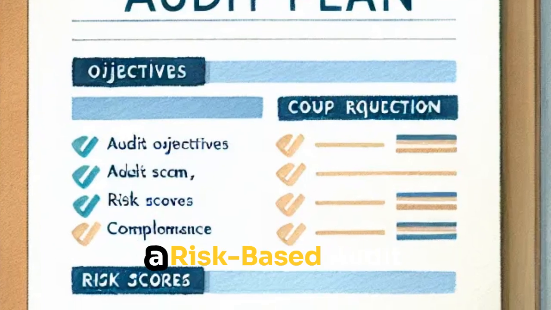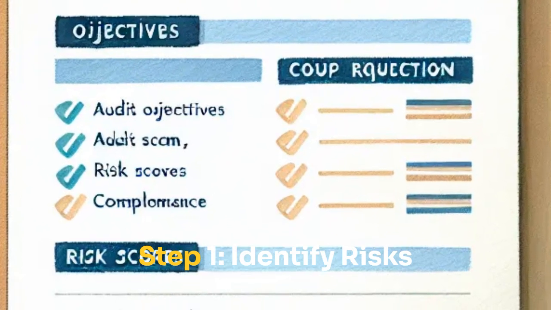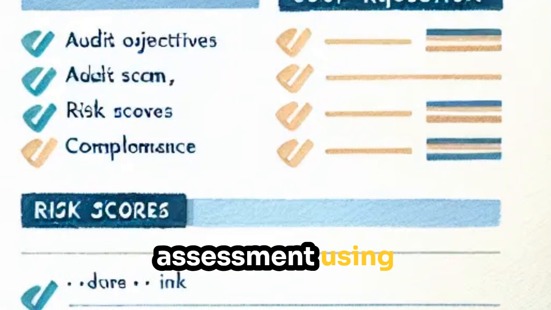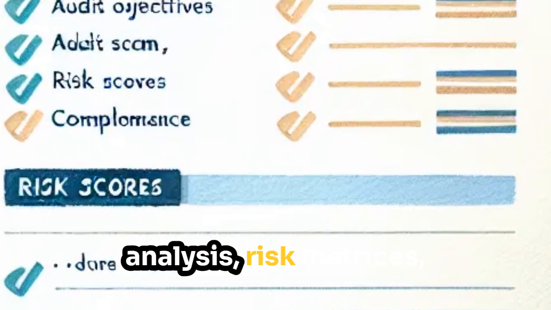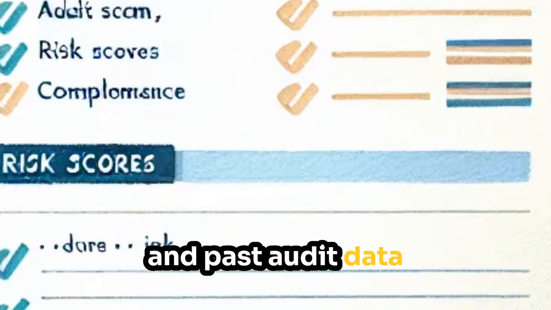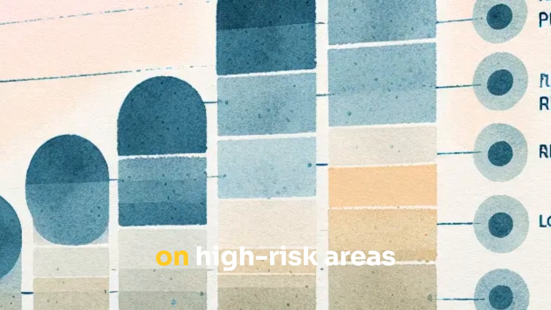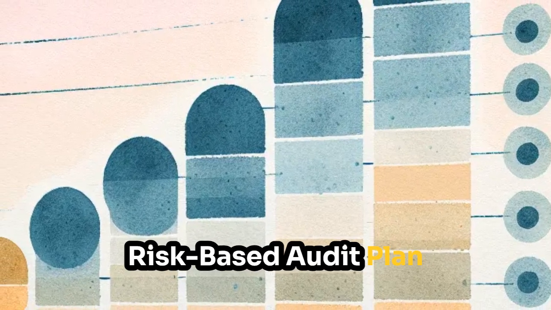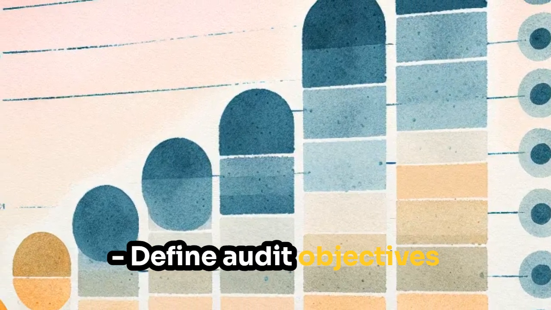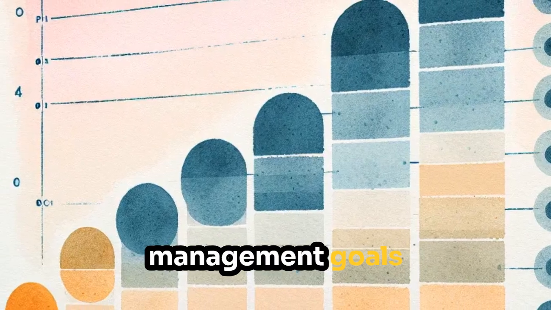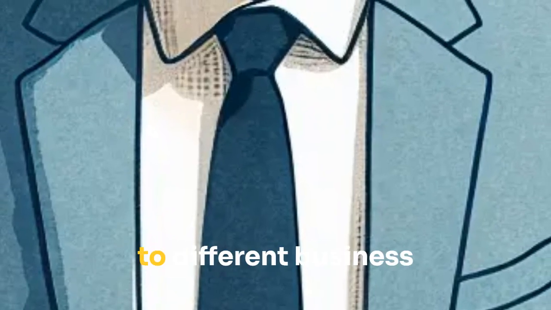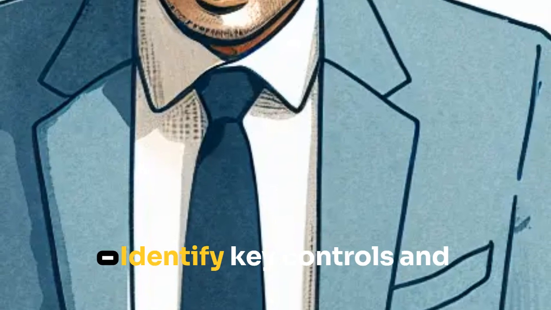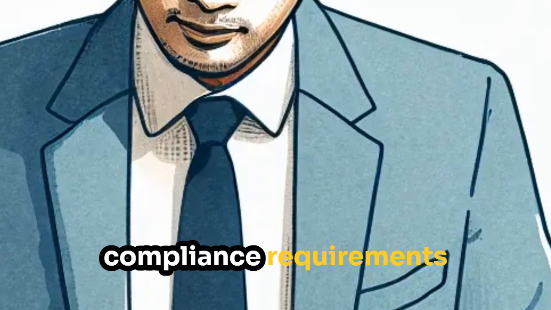3. Steps to conduct a risk-based audit. Step 1. Identify risks and define scope. Conduct a risk assessment using tools like SWOT analysis, risk matrices, and past audit data. Determine the audit scope based on high-risk areas. Step 2. Develop a risk-based audit plan. Define audit objectives aligned with risk management goals. Assign risk scores to different business processes to rank their priority. Identify key controls and compliance requirements.